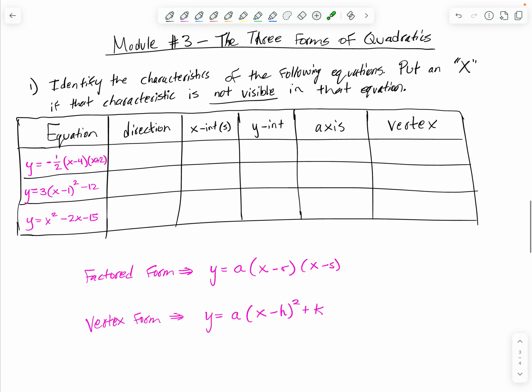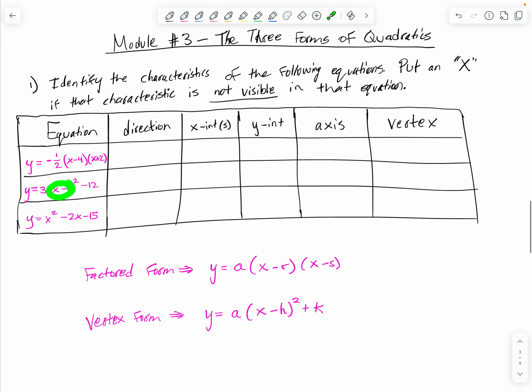So that's vertex form, and it's called vertex form because (h, k) is my vertex. So here my vertex would be (1, -12). You have to take whatever this number is right here and change the sign of it, because it's minus h. That gives you the x value of the vertex.